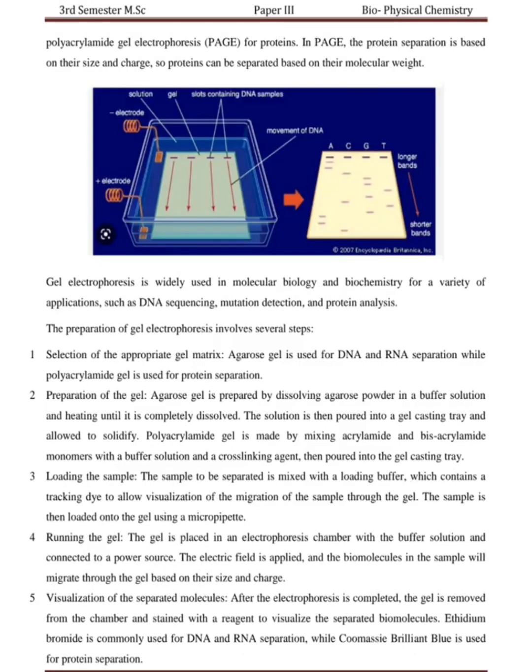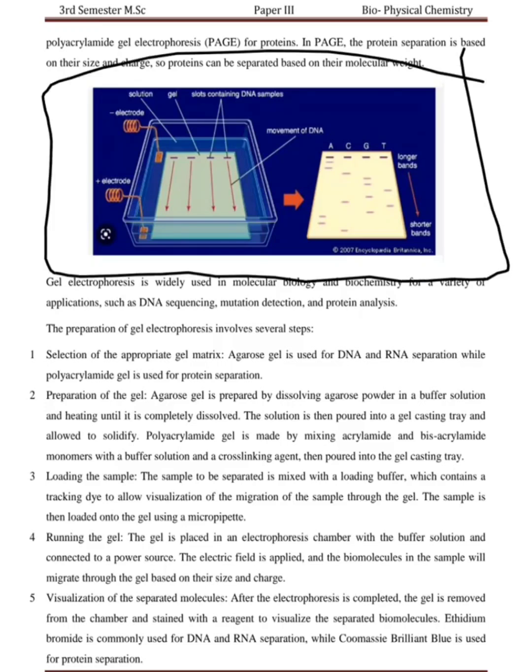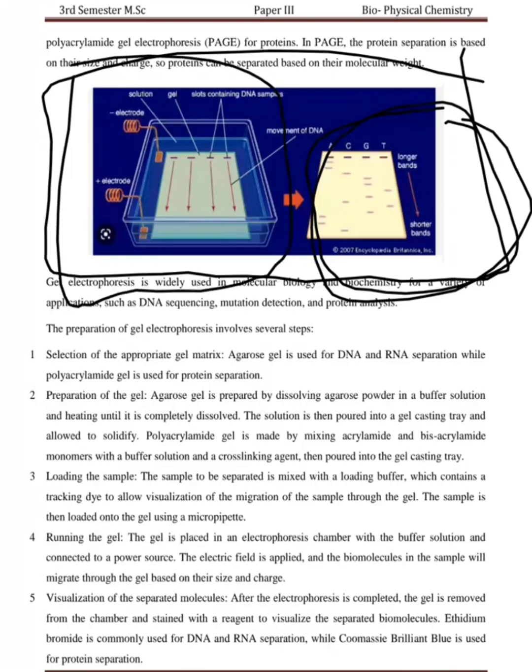So you can see the gel electrophoresis method. Here smaller molecules will migrate faster and farther than larger molecules. You can see this blot. It will be kept inside this tub and an electric field will pass through it.